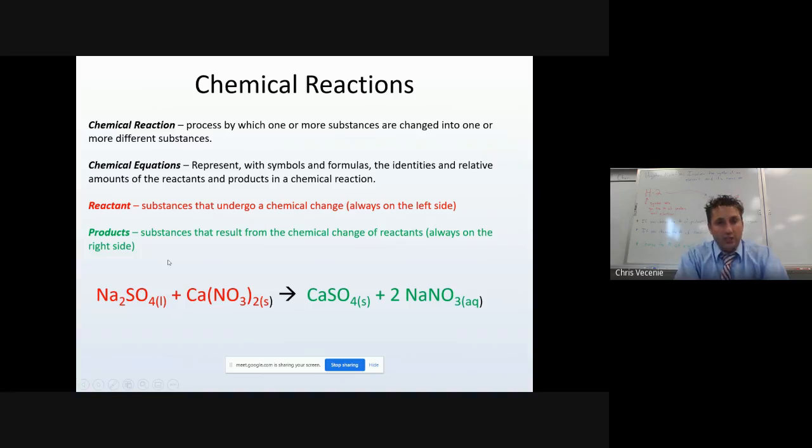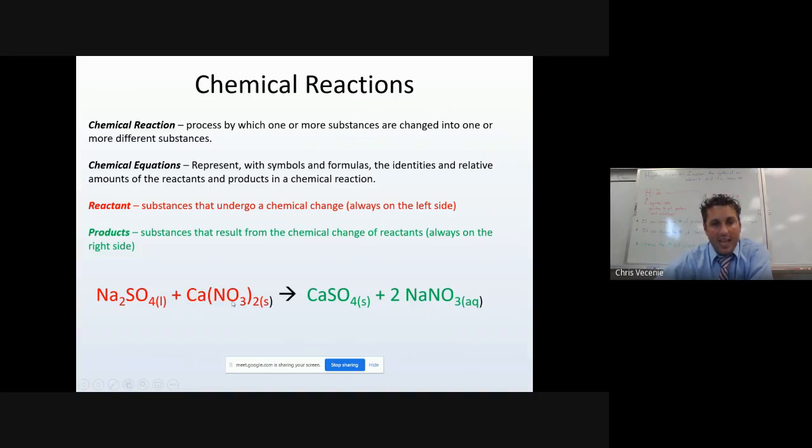Your products are the names of the things you're about to create. Once we create them, they come into existence. They show up over here on the right side of an equation, in the green. And an equation tells me a lot of different things about them. For instance, it tells me what the formula of sodium sulfate is, Na2SO4. It tells me what it looks like. That little L there means it's a liquid.